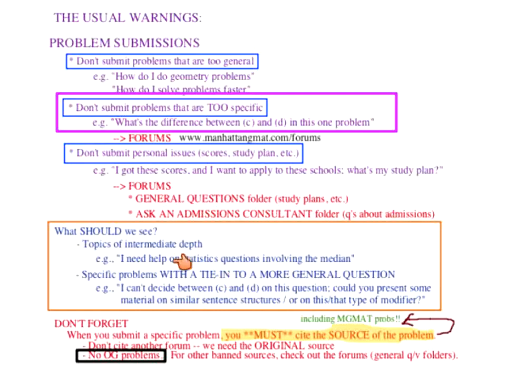As far as stuff that we should get as submissions, intermediate depth, this is the example we've had on here for a while, but this is not too broad and it's not too narrow. Meaning it's not, hi, I need help with quant, because that's not a study hall topic, that's like 100 of them. But this is also not a single problem. The median is a good example of a topic that is about right for a study hall. It's about the right degree of general for a session like this, and so it's a good thing.